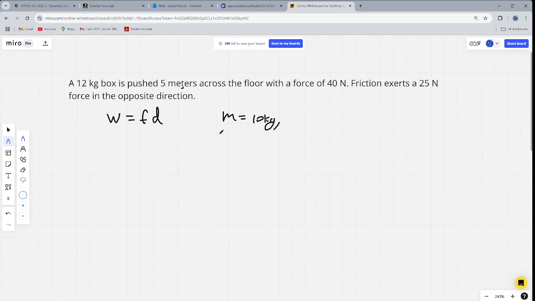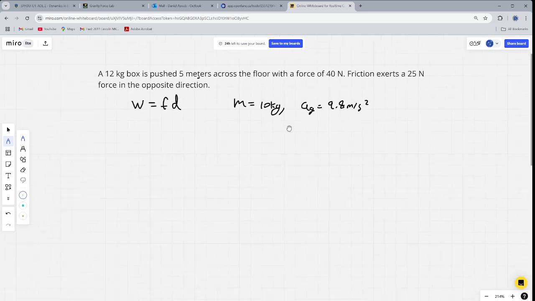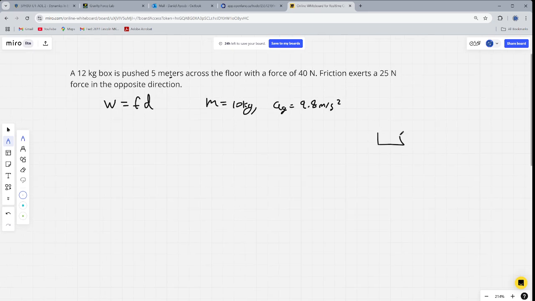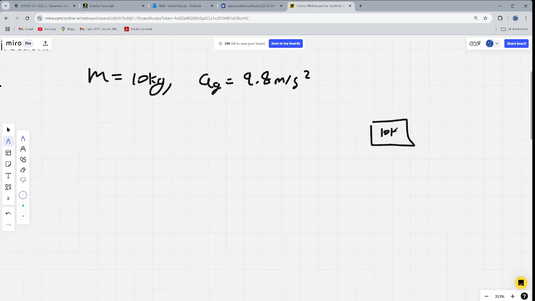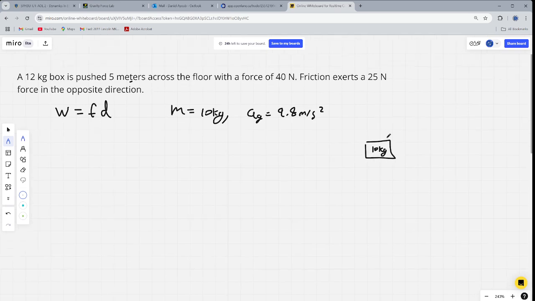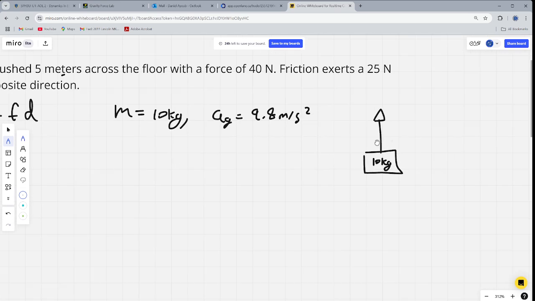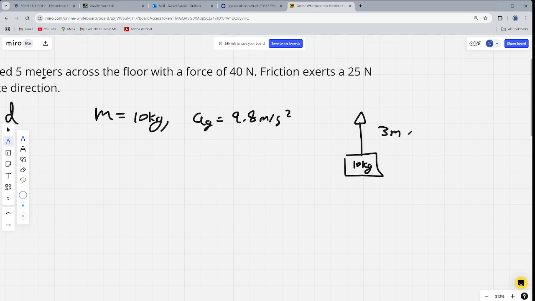is 10 kilos, and we're on Earth, so we know the acceleration due to gravity is always going to be 9.8 meters per second squared. Cool. So if I were to lift a 10 kilogram box, what is the force I apply to move it up? Let's say 3 meters.